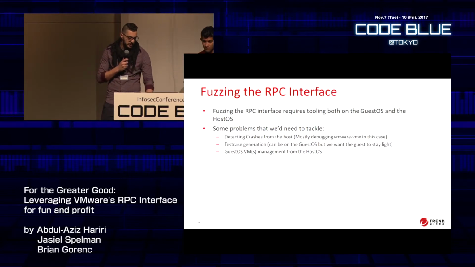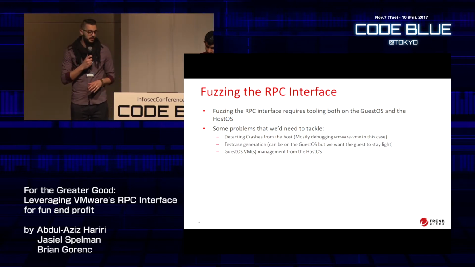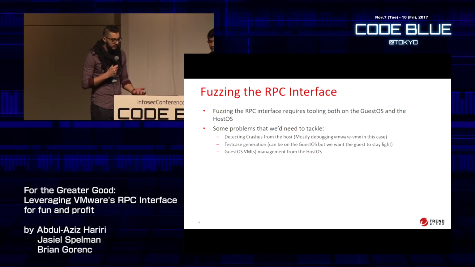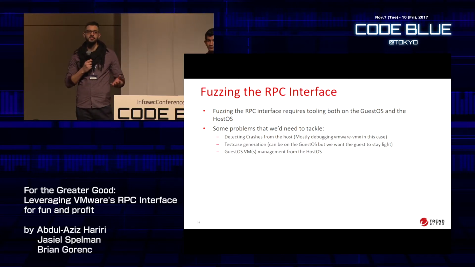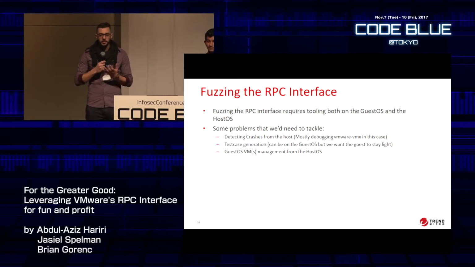So I'm going to talk about two methods of how to approach fuzzing, RPC fuzzing in VMware. First, there are a lot of obstacles that we have to overcome. Typically, what do we have to run? Where does the fuzzing code have to run? Does it have to run on the host OS, the guest VM, all these kinds of things?